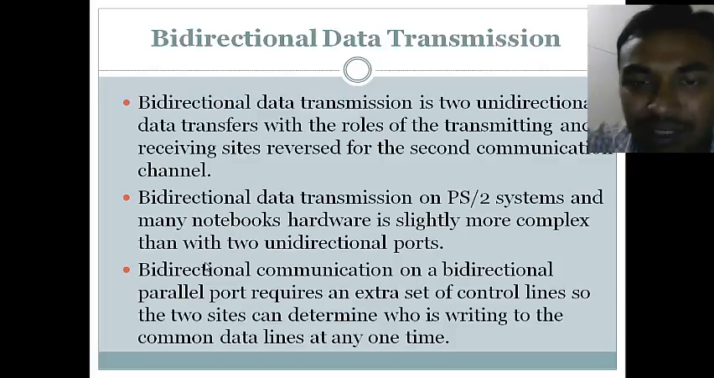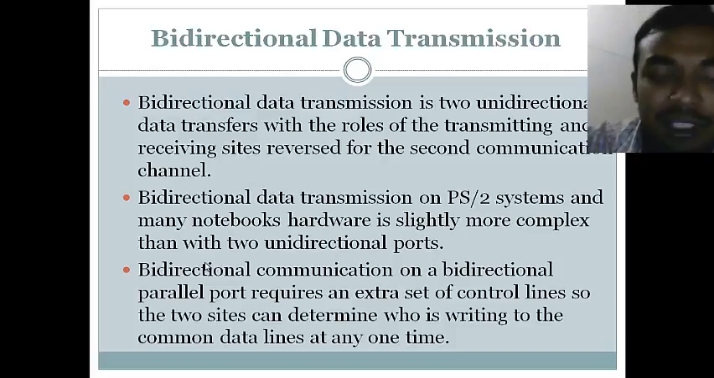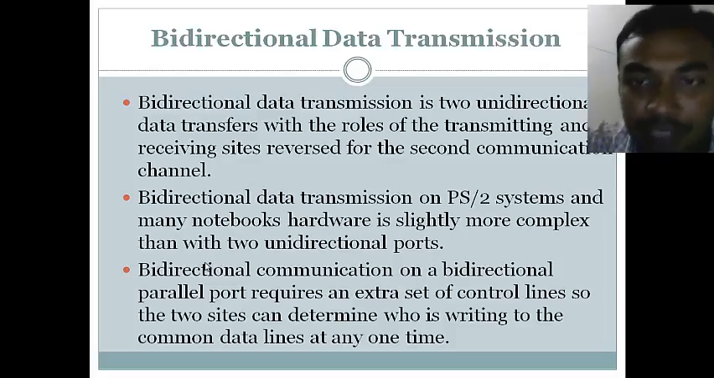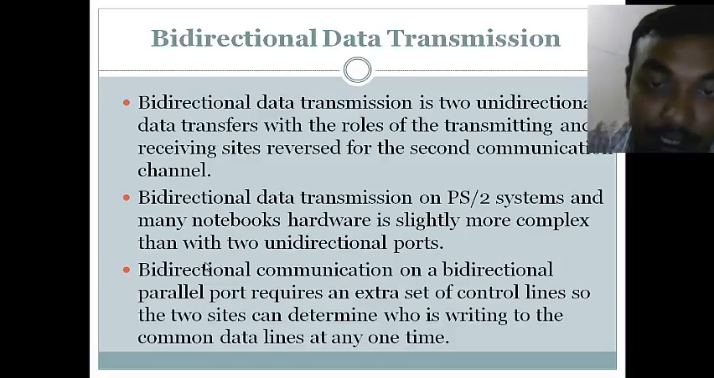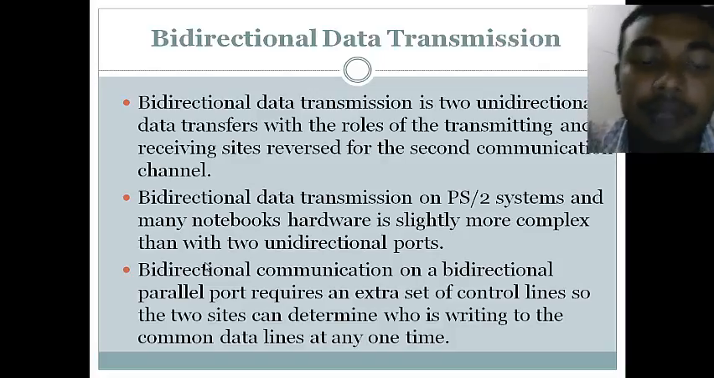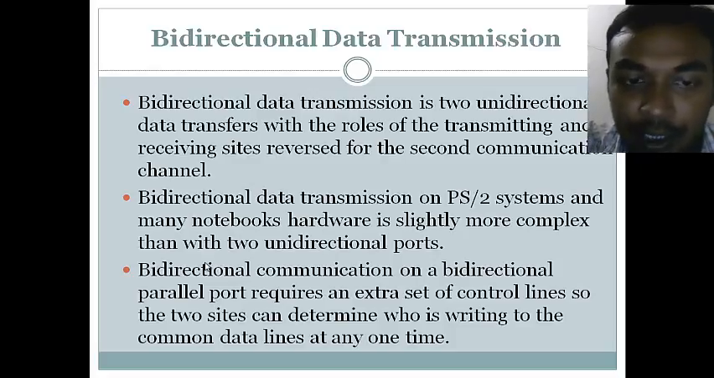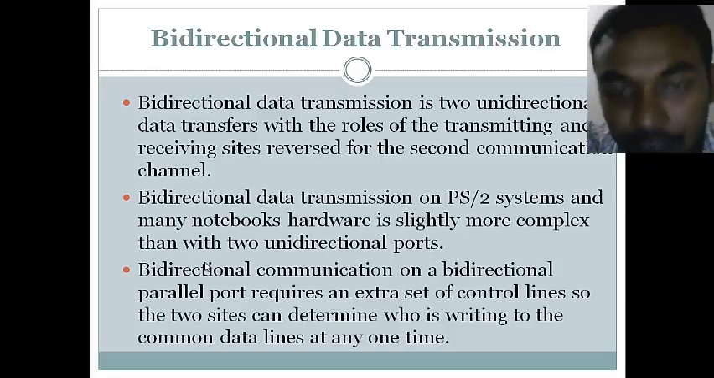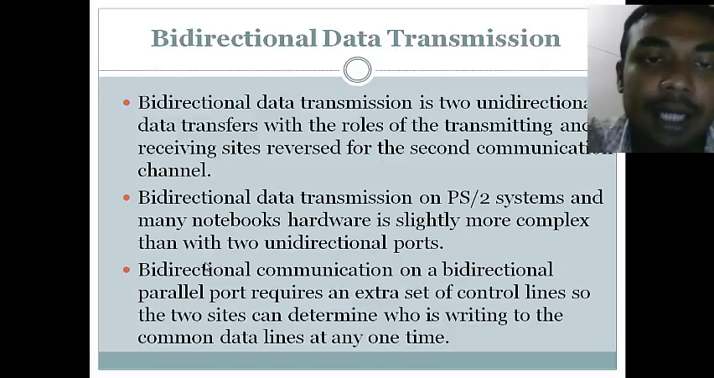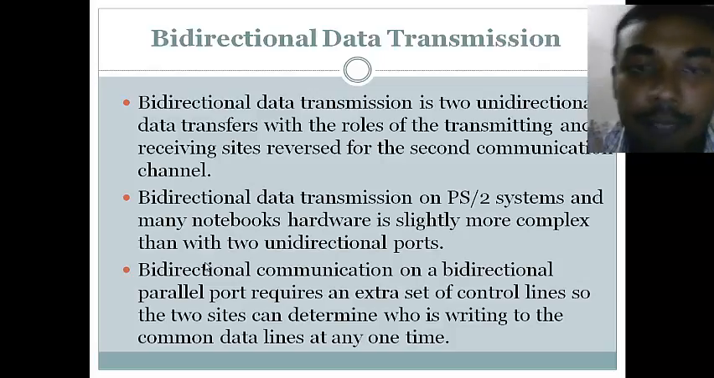It is a little bit harder than the unidirectional port, because in unidirectional you have a fixed transmission side and a receiving side, and you don't have to worry much, just transfer the data. Here the computer has to note when to read the data and when to write data. That is the most important thing they have to do. So in bidirectional communication, the bidirectional port has extra sets of control lines which determine which side is writing the data and which side is reading the data at that point of time.